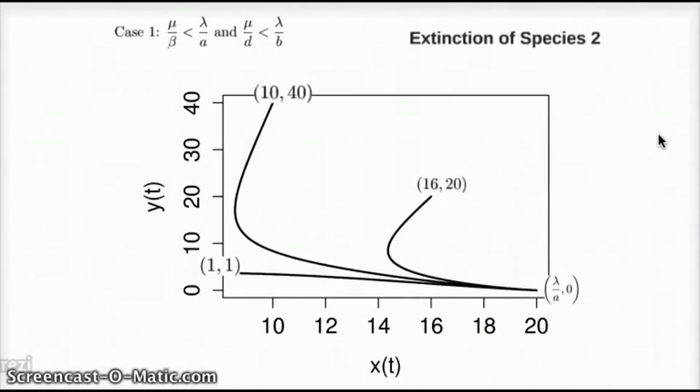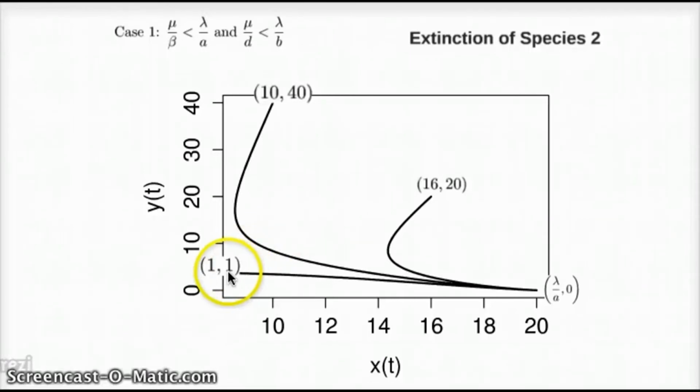Here is an illustration for case number one, and this is the scenario in which species number two goes extinct. Here is that point. What we did was to set some values for the parameters, and this is a phase plot. So we have y of t versus x of t, and we have three curves, each of them with a different set of initial conditions. All these simulations are calculated using the R package LSODA.